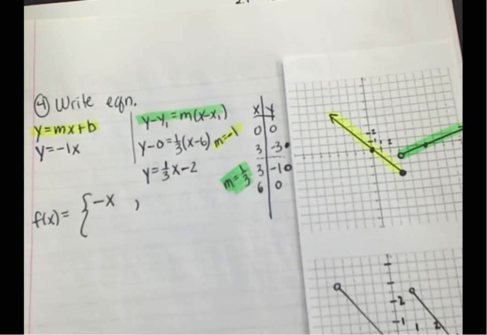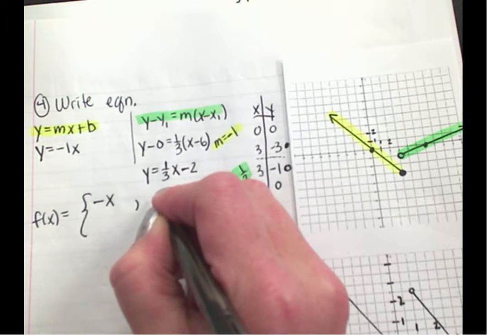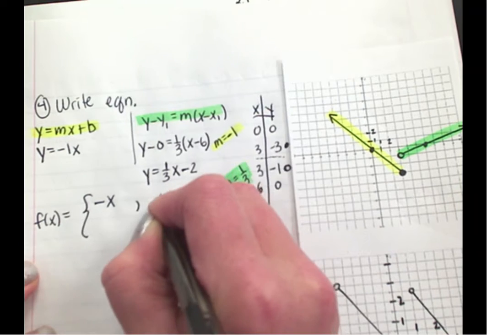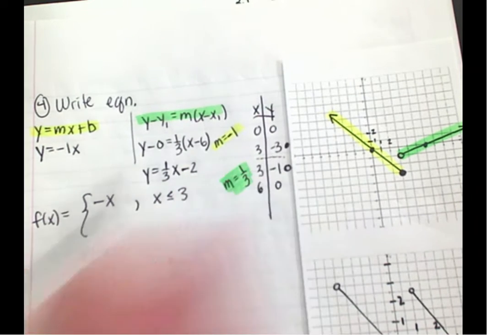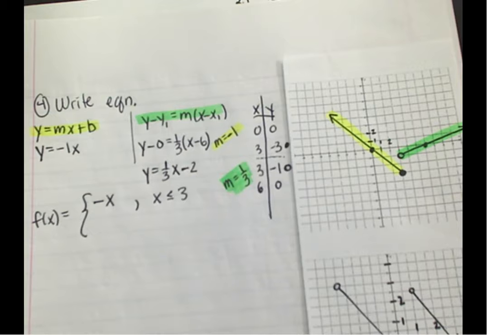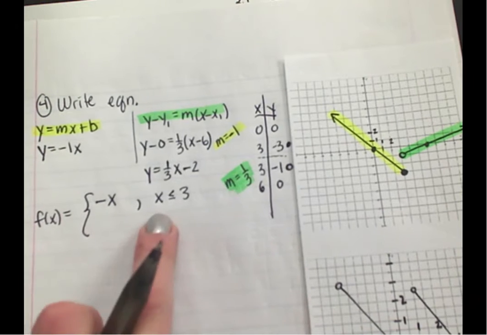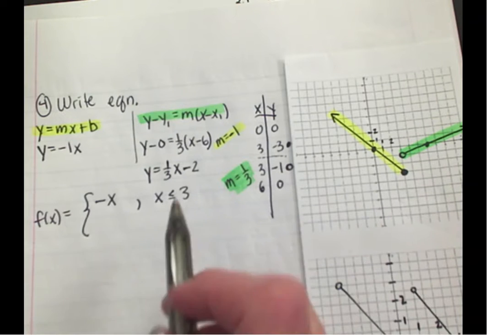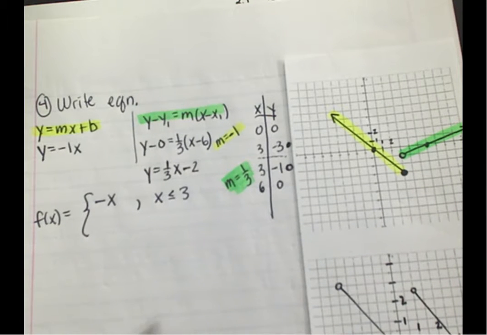Now you should be able to pick out the domain that corresponds to the yellow highlighted portion. Anyone want to tell me what the domain is to the yellow? Yes, I'm going to write it like this as an inequality. When you write it in the piecewise equation format, you write the inequality, not the interval. They do mean the same thing though, but we'll do the inequality when you do this format.